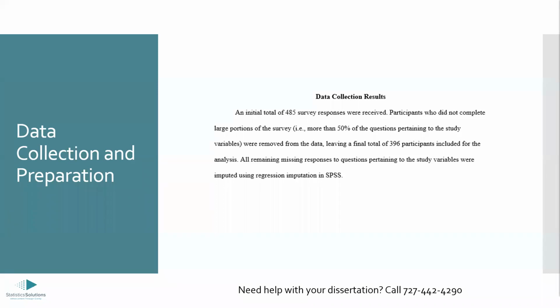And so here are just a couple of examples of excerpts of write-ups that describe the data collection and preliminary handling of the data. So you see here in this example, we say that we had our initial total of responses. How many responses did we get? We discuss if we're excluding participants who were missing large portions of data. And then we talk about what we're doing with any other missing responses that we're including in the final data set.